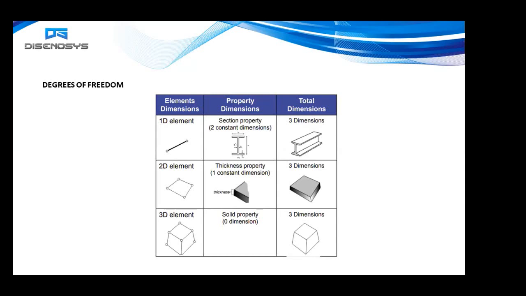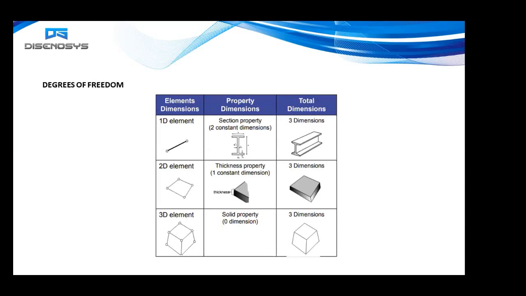So let me explain once again. For 1D element, you have 3 types of element. For truss element, you have only ux, uy. For beam element, you have ux, uy, and rotation along z. And for pipe element, you have all 6 degrees of freedom.